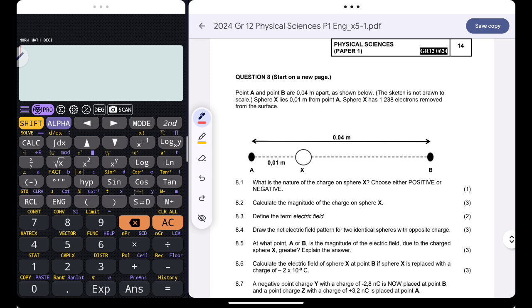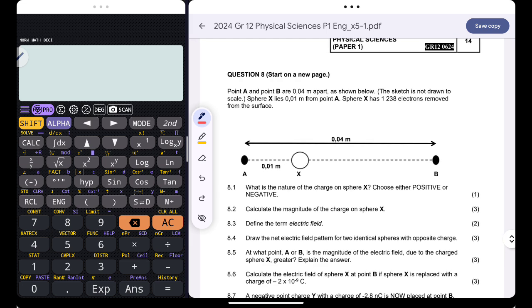Whenever you remove electrons from a sphere, you are trying to make that sphere positively charged, but whenever you add electrons into a sphere, you are trying to make that particular sphere negatively charged. So by removing this amount of electrons, they are trying to make this sphere positively charged. Now we are being asked, what is the nature of the charge on sphere X? The nature of the charge on sphere X is just positive. Why? Because electrons were removed from the sphere.